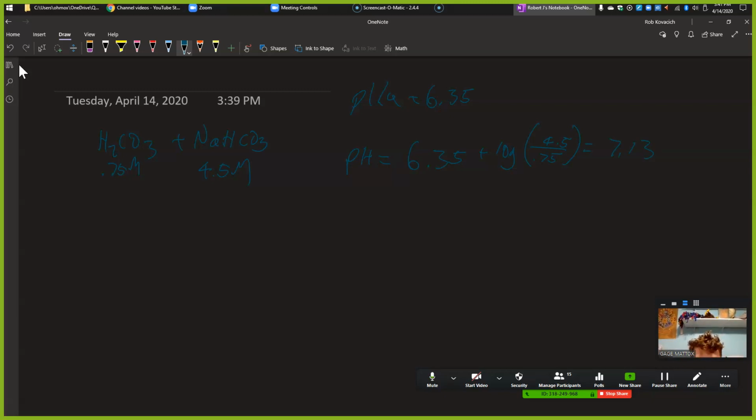That's this pH's buffer. So if an acid or a base is added to this solution, what's going to happen?